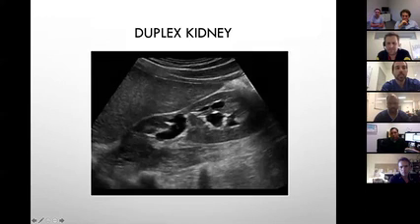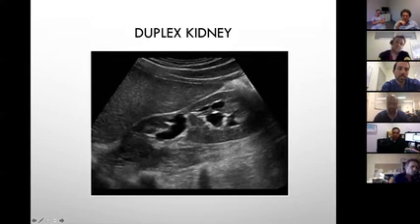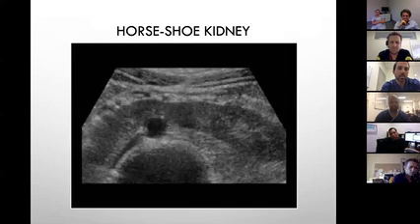That's normal. You can have a duplex system, one collecting system here, another collecting system there, and you've got the cortex tissue going in between. So that's a duplex system. That's normal too. People with ureterocele most likely have duplex systems. So that's a very common congenital thing that goes on.